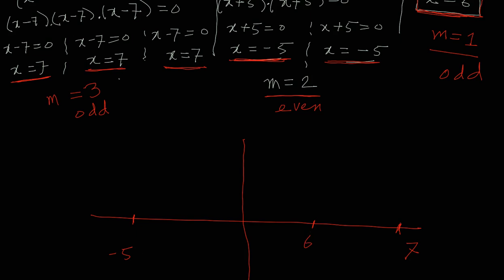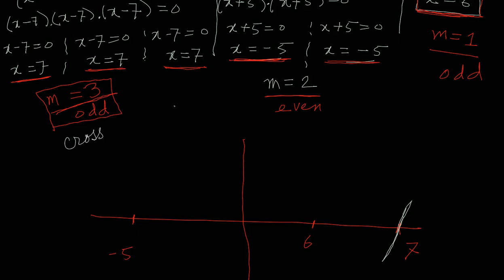Now x equal to 7 occurs 3 times, so the multiplicity of x equal to 7 is 3, and this is odd. So if my multiplicity is odd, then my graph at x equal to 7 is going to cross the x-axis. So at x equal to 7 my graph is going to cross the x-axis.